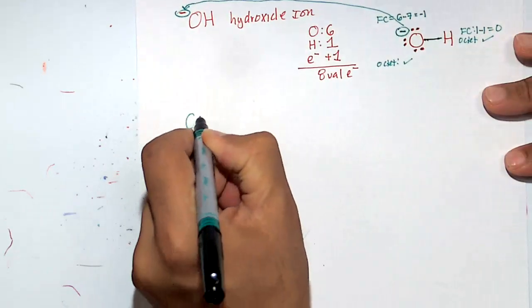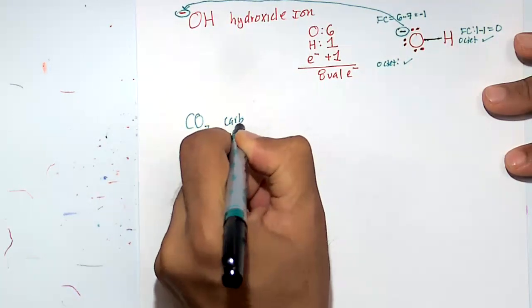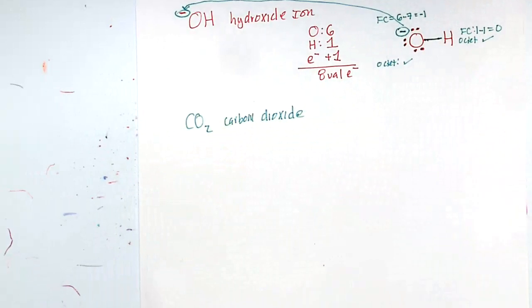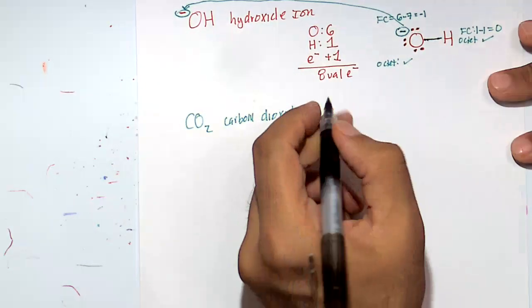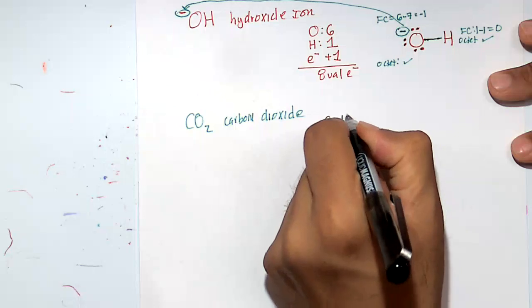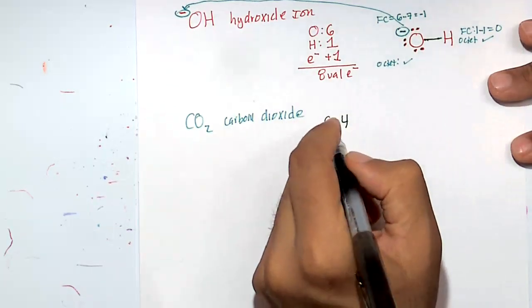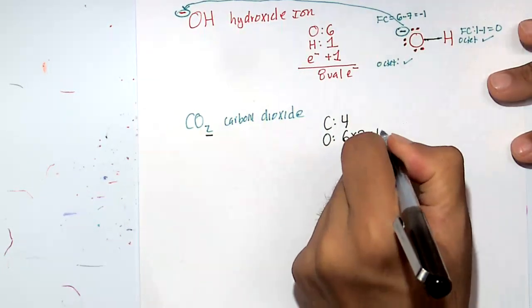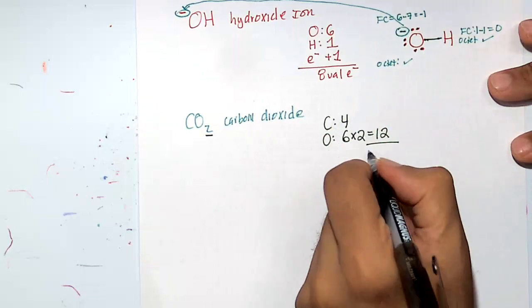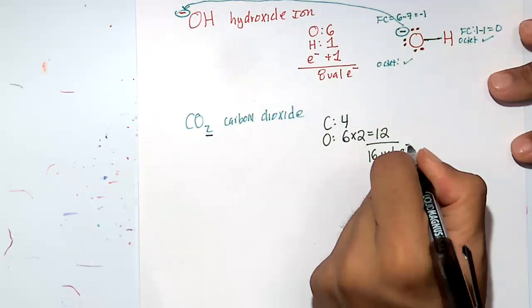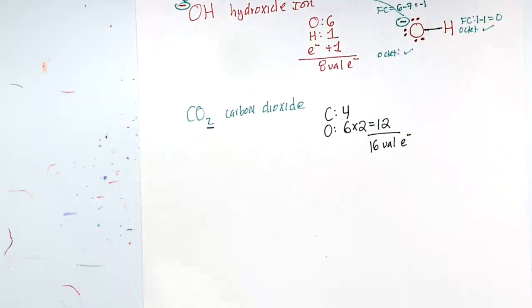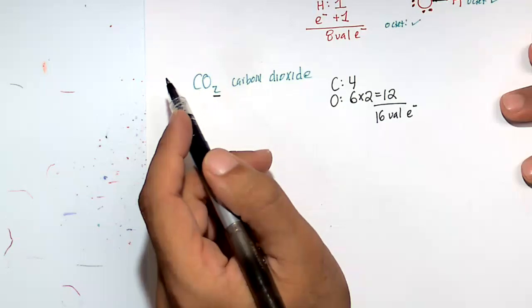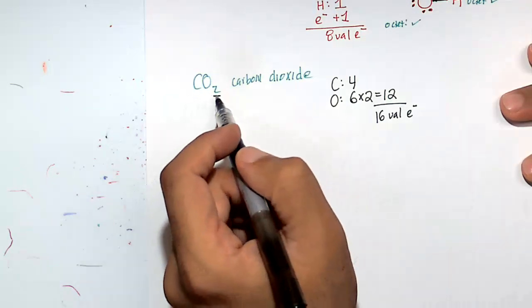How about CO2, carbon dioxide? What is carbon happy at? 4. What is oxygen happy at? 6. But how many oxygens do we have? 2, right, Adrienne? We have 2 oxygens. So our goal is to get 16 valence electrons around the CO2 molecule, carbon dioxide. What do you think our center atom will be? Carbon. Okay, we have 2 oxygens.